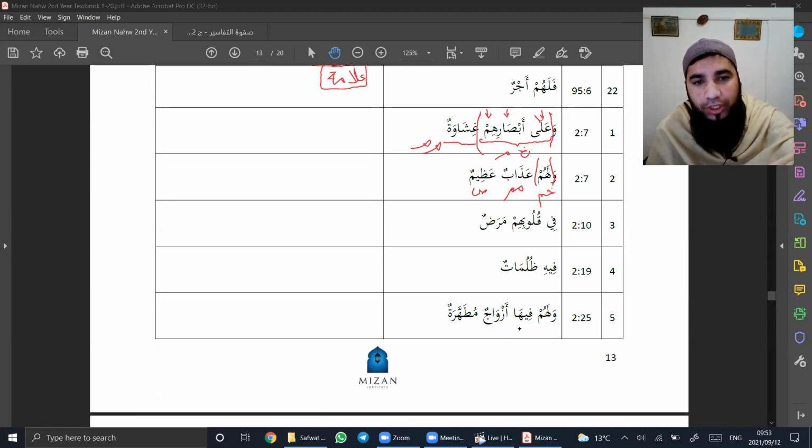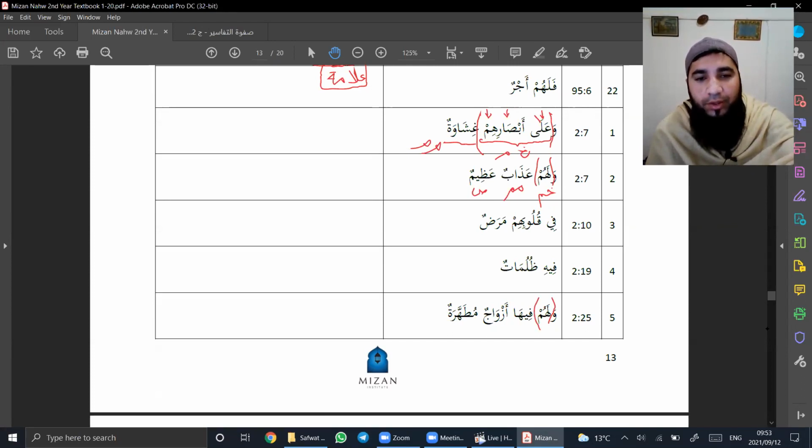So here we have a harful jar ism majrur. Walahum. We have another one, fiha. Azwajun mutahharatun. So, and for them, therein, or for them, in it, referring to the Jannah, yeah? And for them, therein, are azwajun mutahharatun.